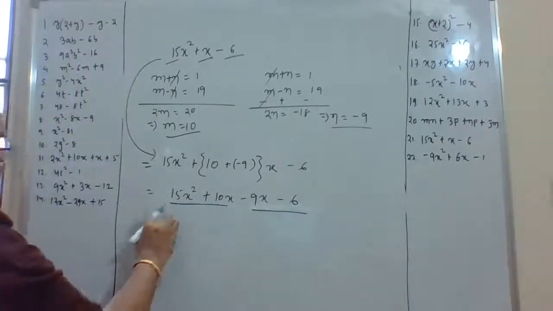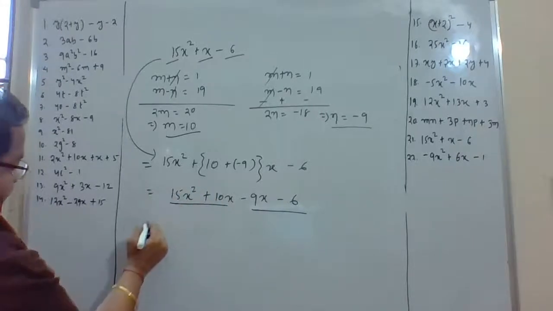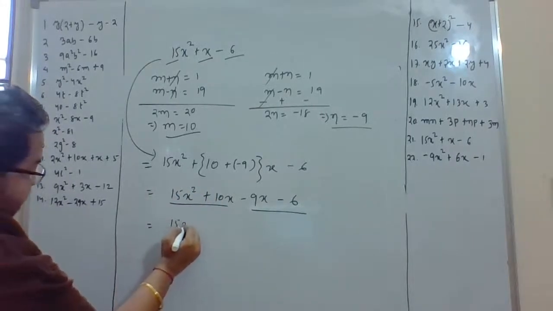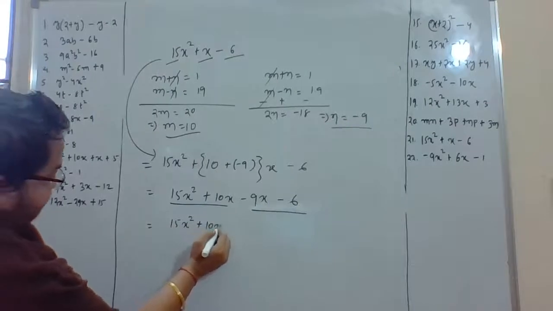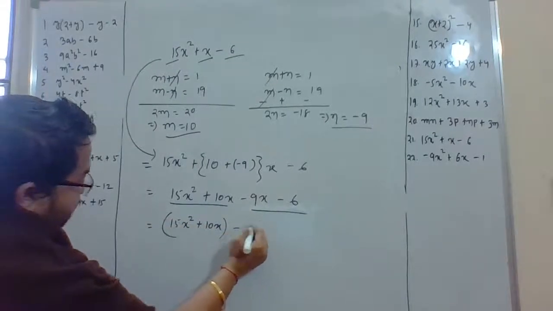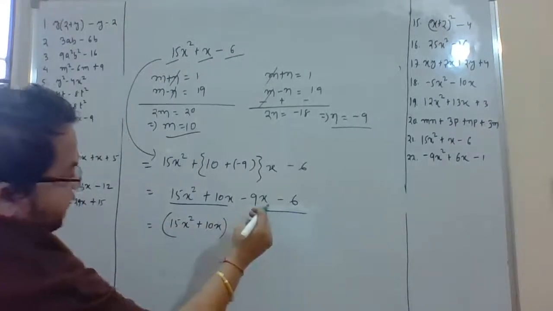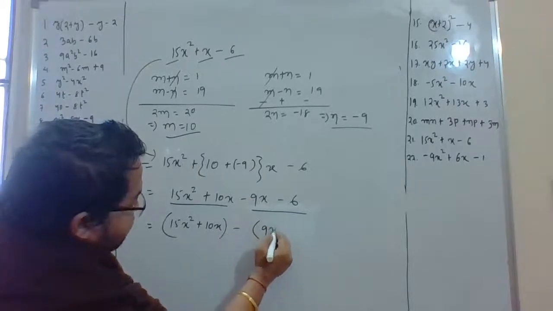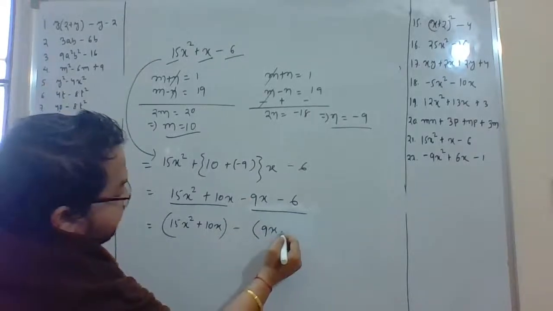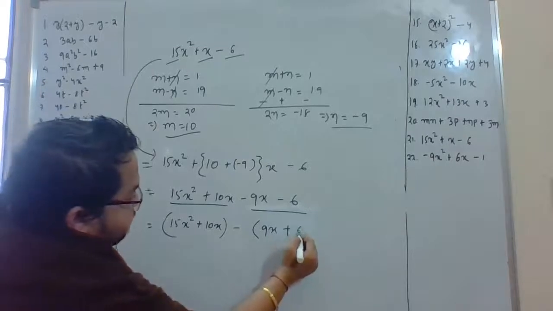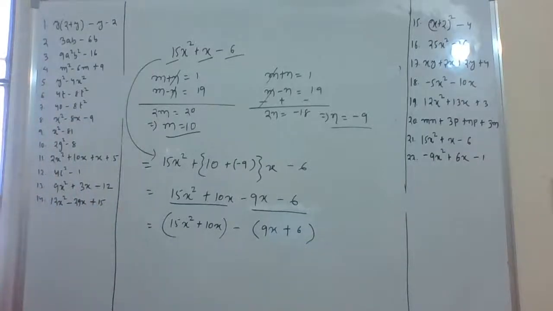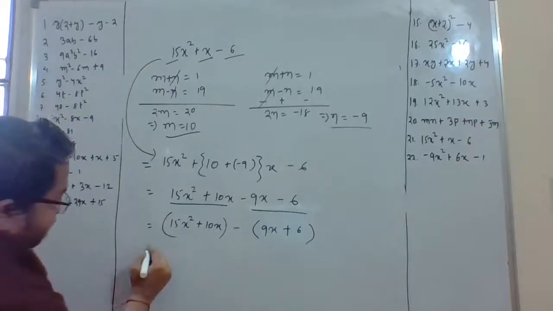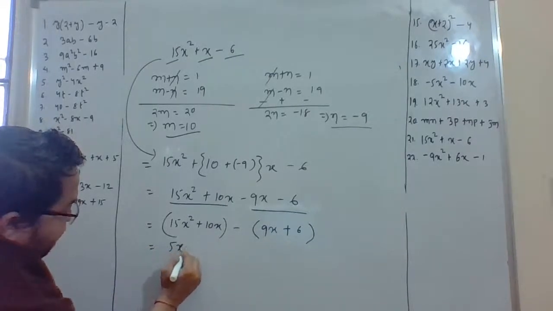Okay, so between these two, I can write 15x squared plus 10x bracket minus minus. If I'm taking minus, then it will be plus 9x, right? Plus 9x plus 6. Okay. Now, between these two terms, let's see what would be the common factor. So the common factor here would be 5x.